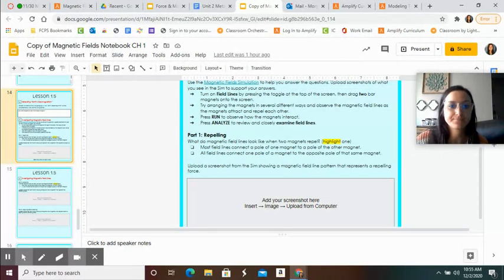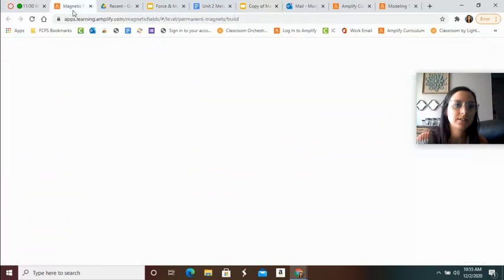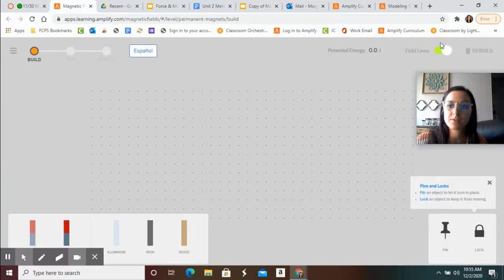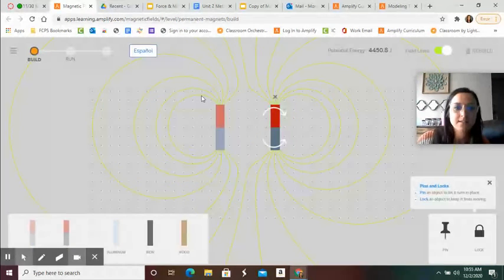And so up here in the simulation, you're going to want to make sure you turn on that field line toggle again, which mine's already turned on from before. And so you're going to place your magnets, and I'm just doing a strong and a weak right now. And you can see my field lines are there. I'm not going to give away too much, but you want to show, is this repelling? Is this attracting? And we can see my lines are going away.